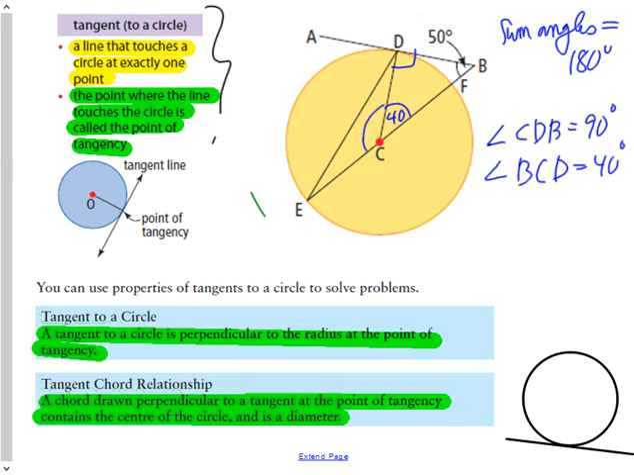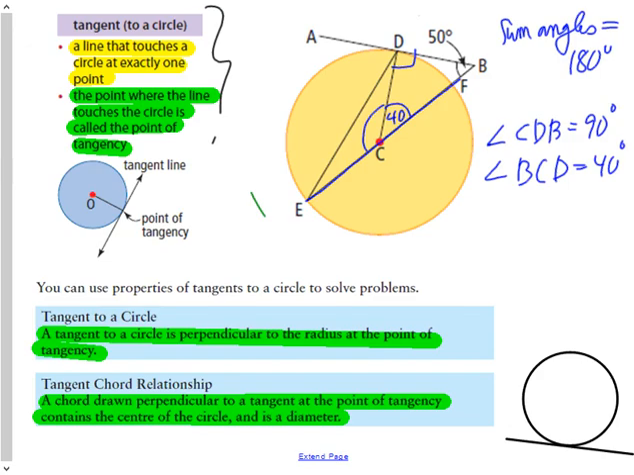Now, after we found that out, we realized that the remainder of this angle over here is part of a straight line. And since the straight line is 180 degrees, angle ECD had to be the remainder of that 180, which is 140 degrees. So we put that in there, 140 degrees and 40 degrees.